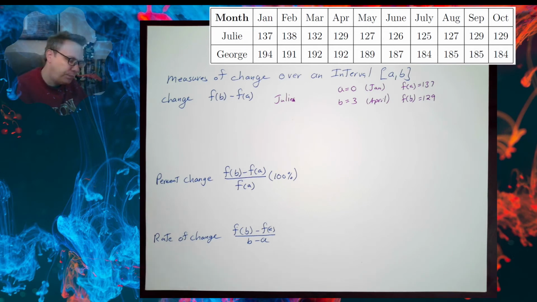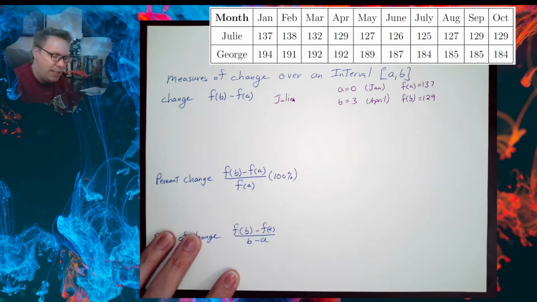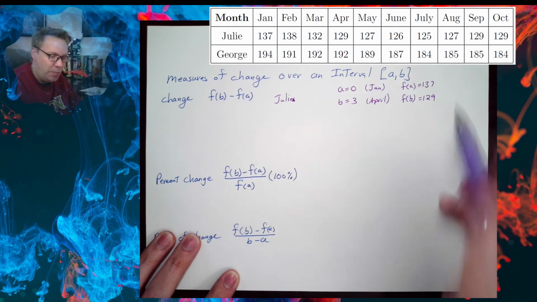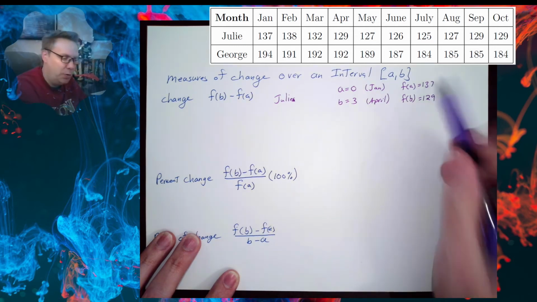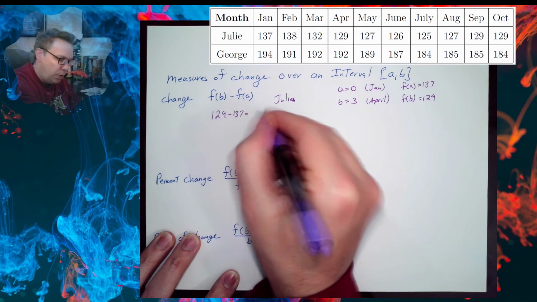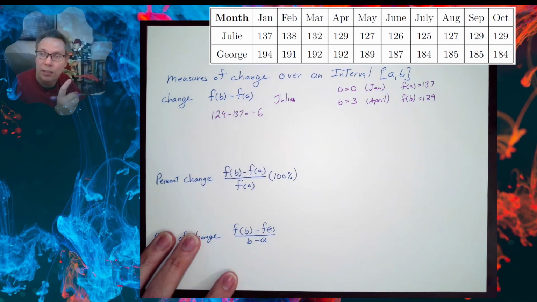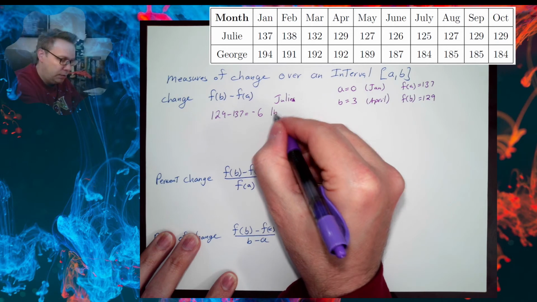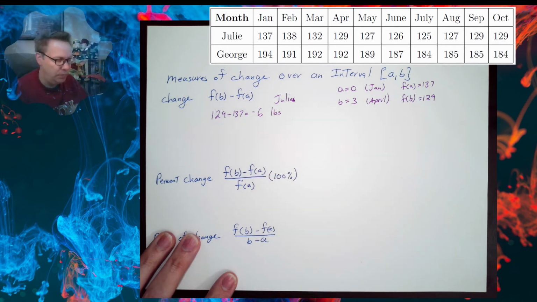So for Julie, f of b minus f of a, it's going to be 129 minus 137, which is negative 6. Now the units for this are pounds.